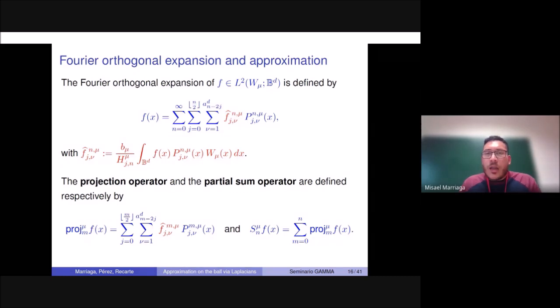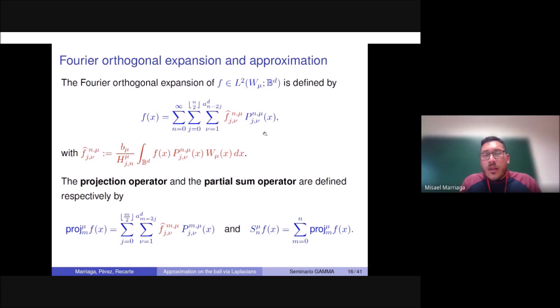So we can study the orthogonal expansions with respect to the classical basis, and I can define the orthogonal expansion for any f that is in L2 of this. Basically, it's a weighted L2 on the ball. I can decompose it into this representation over here, where the Fourier coefficients are given in the standard way. It's just the inner product of f with the corresponding element of the basis, divided by the norm of the corresponding element of the basis.